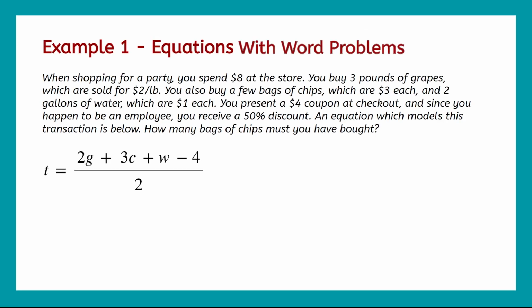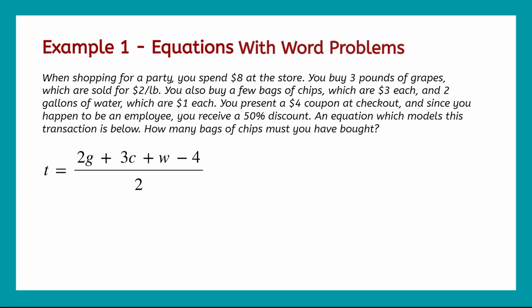When shopping for a party, you spend $8 at the store. Not a very expensive party, I guess. You buy 3 pounds of grapes, which are sold for $2 a pound. You also buy a few bags of chips, which are $3 each, and 2 gallons of water, which are $1 each. You present a coupon at checkout for $4, and since you happen to be an employee, you receive a 50% discount. An equation which models this transaction is below. How many bags of chips must you have bought?